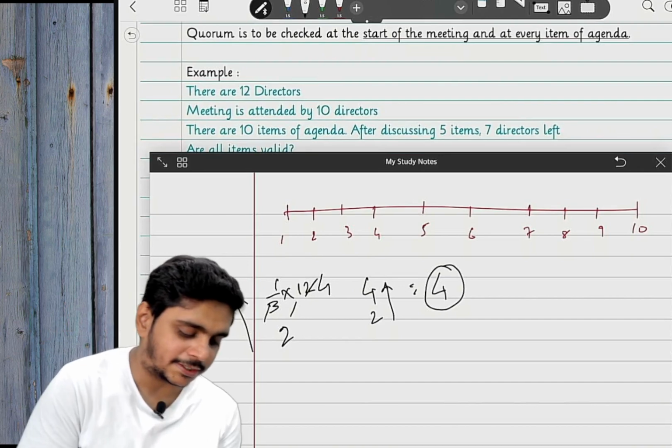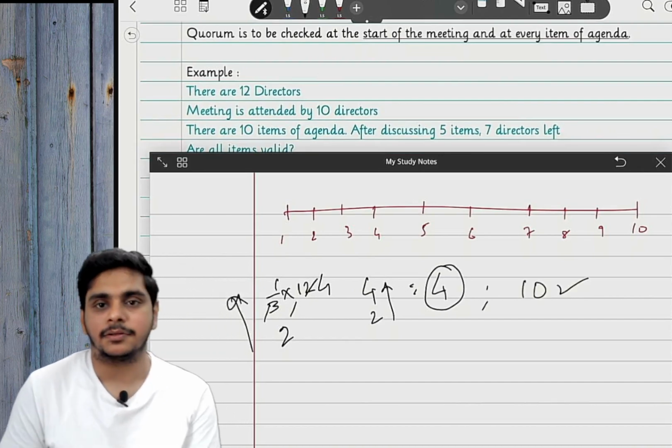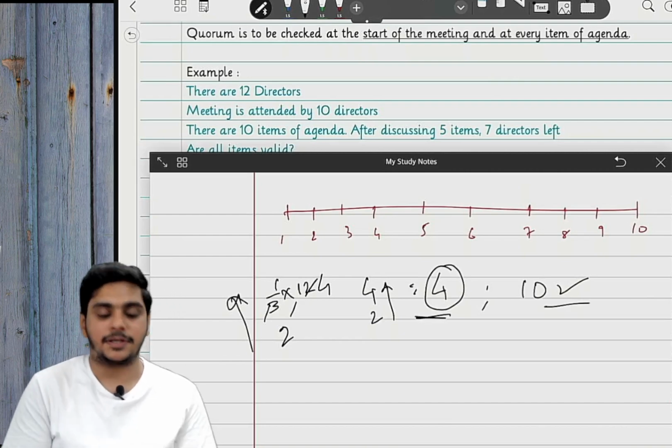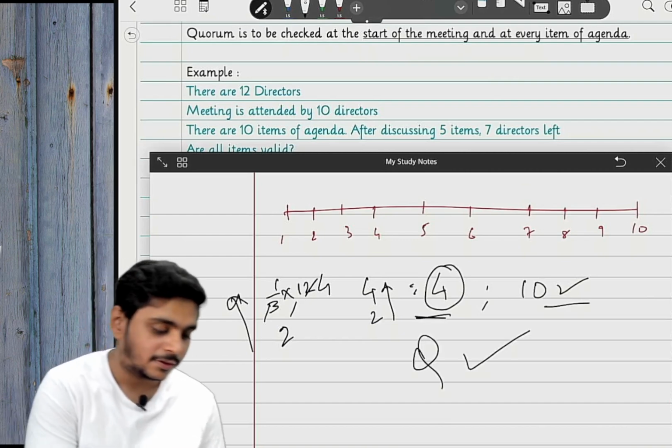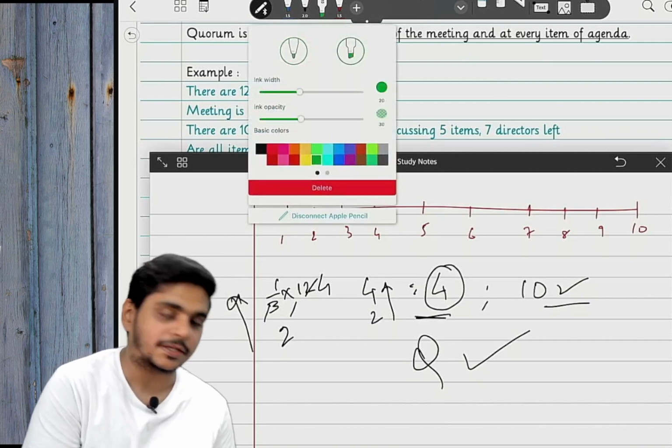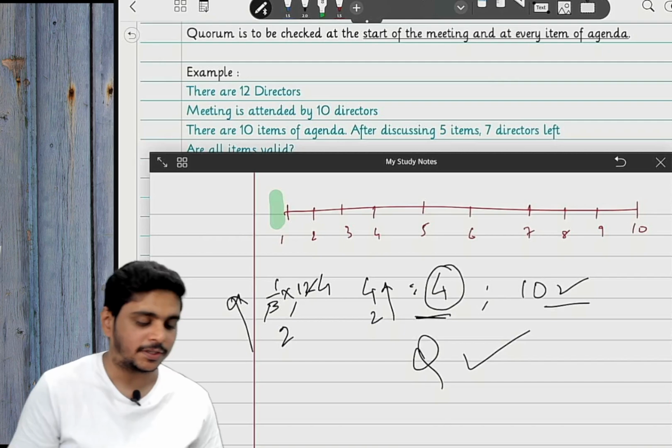Then it says the meeting is attended by 10. So 4 should attend, 10 have attended. So quorum is achieved. So quorum has to be checked when? Sir, at the start of the meeting. So we checked at the start of the meeting.